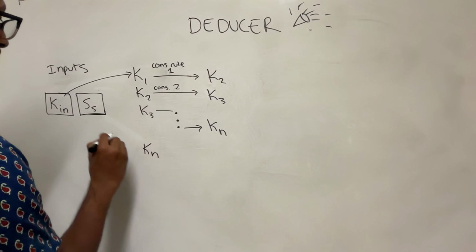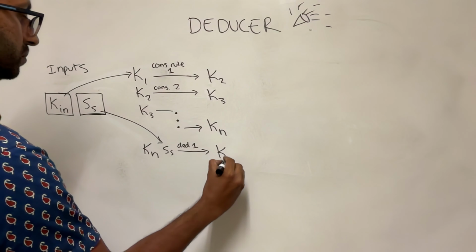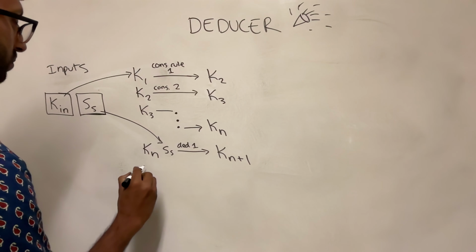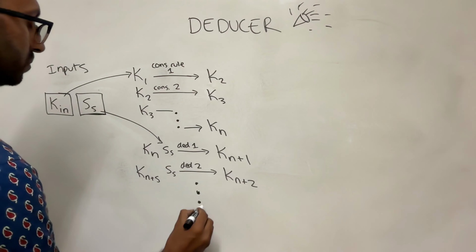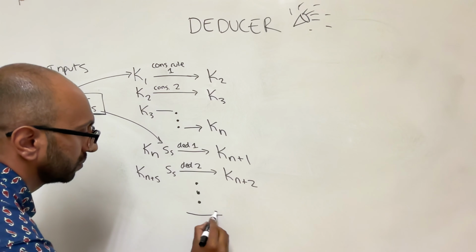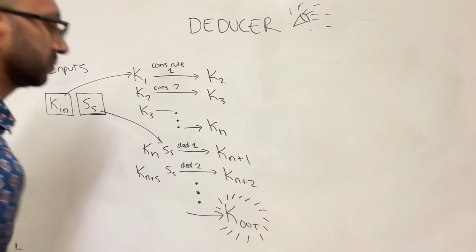Next, we'll do all the deduction rules. We'll take this kn and the suggestions, pass that through the first deduction rule, which will give us new knowledge, k_n+1. We'll pass it through the second deduction rule, and so on and so forth until the last deduction rule will give us some knowledge which we'll call k_out. And that's the knowledge we will have learned after running through all the consistency rules and all the deduction rules.